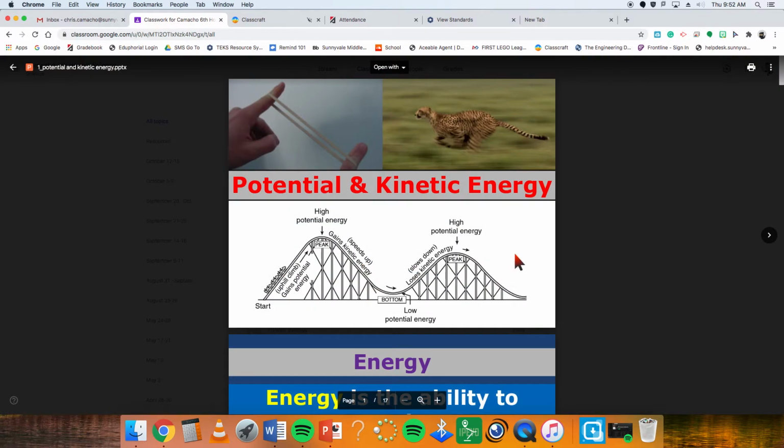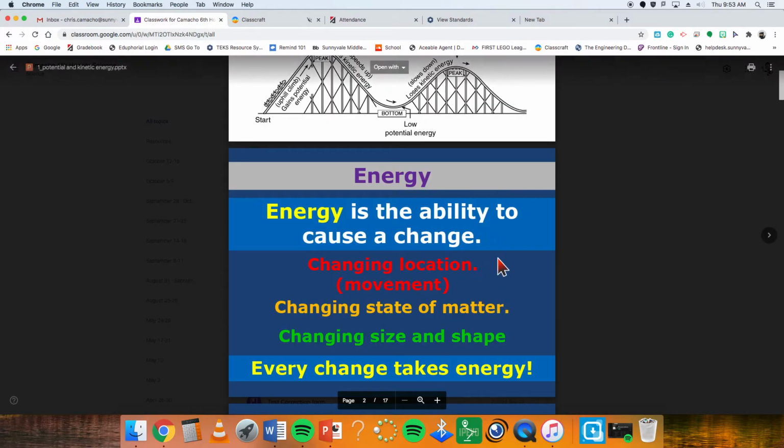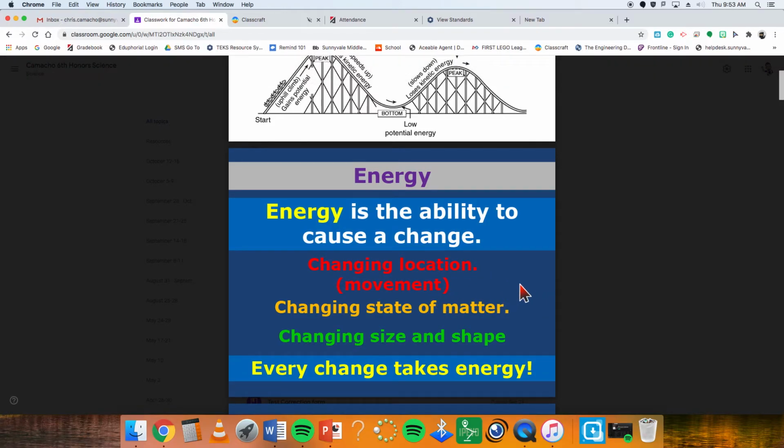We're going to do a quick review over potential and kinetic energy. You've already learned all this. Remember that potential energy is theoretically described as stored energy. So if you have a bow and arrow and you pull that arrow back, you are increasing the potential energy the farther back you pull that bow, and then you release it and you release the kinetic energy. Energy is the ability to cause a change: changing location, changing the state of the matter, changing the size and the shape. Every change takes energy.